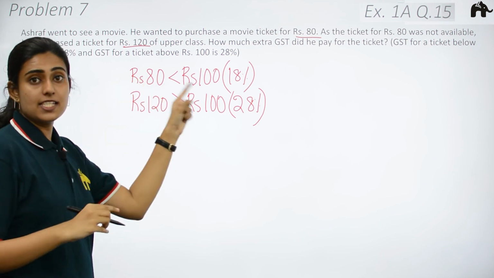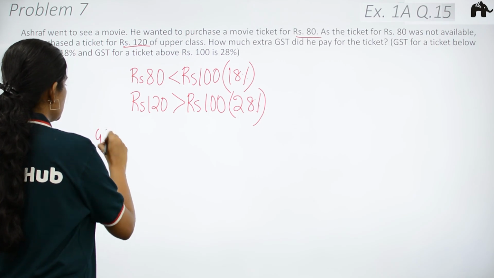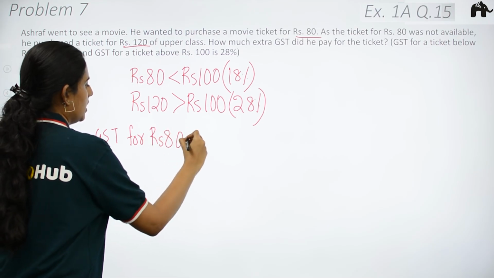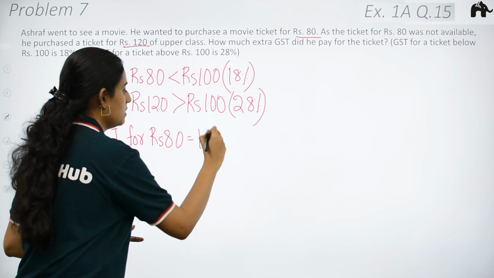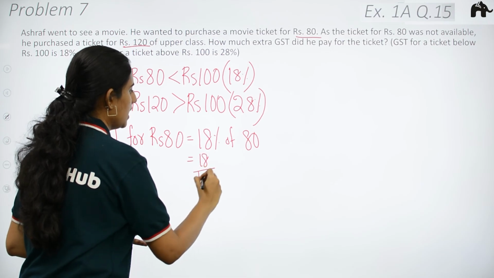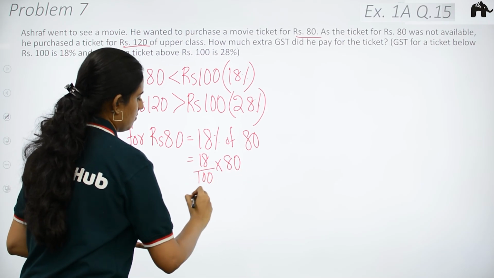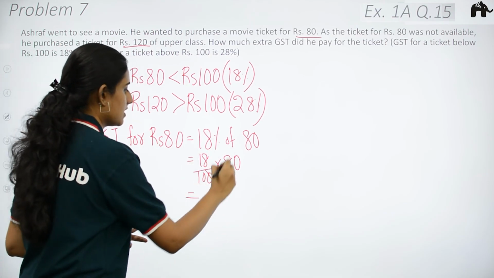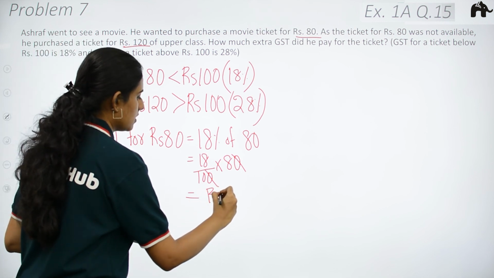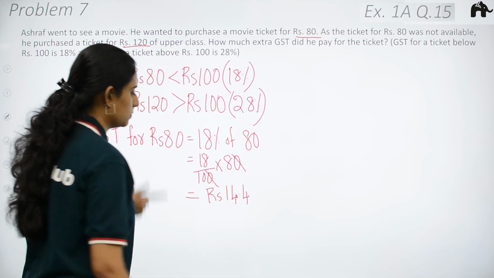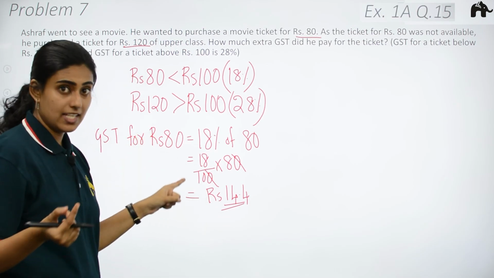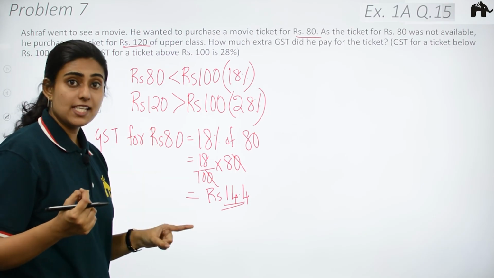First, let's find for rupees 80. GST for tickets of rupees 80 will be equal to, yes, that is 18% of 80, which is 18 by 100 into 80. Got your answers? 18 into 8 divided by 10. We'll be getting rupees 14.4. Okay, so this is the GST amount for rupees 80 if he had bought rupees 80 tickets.